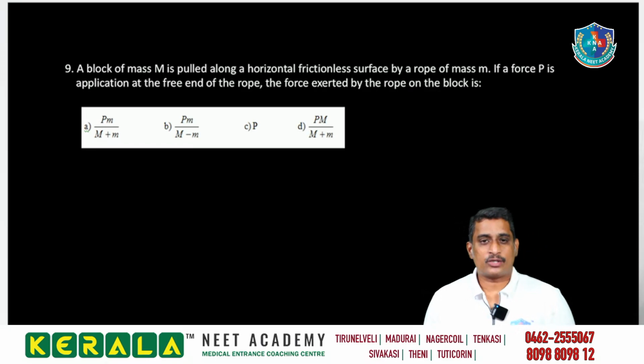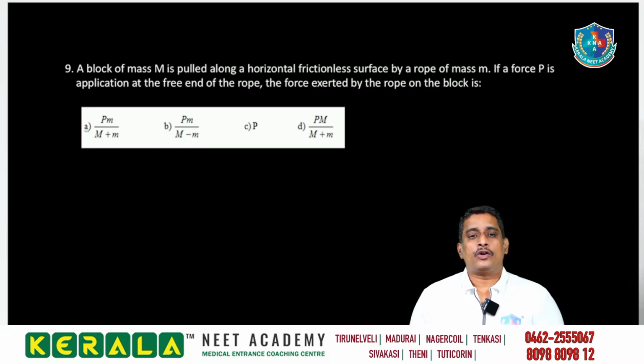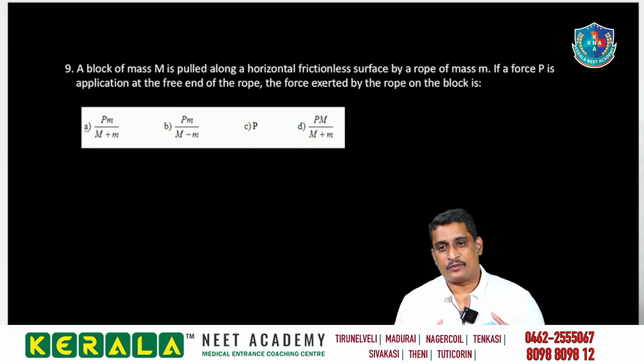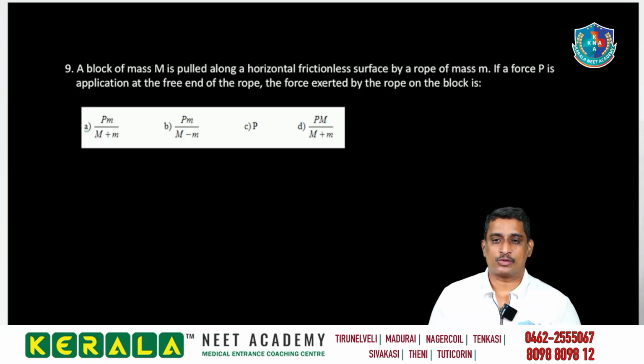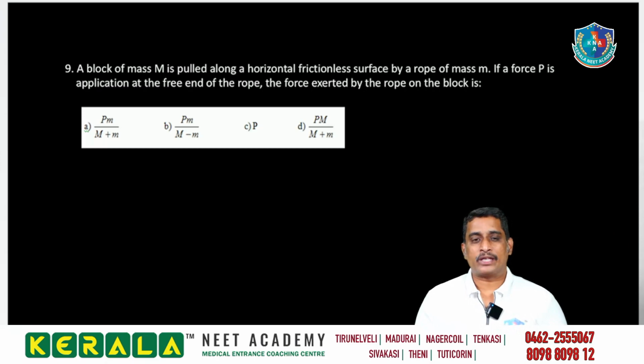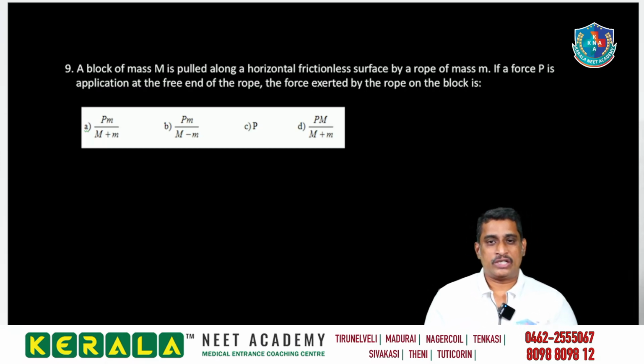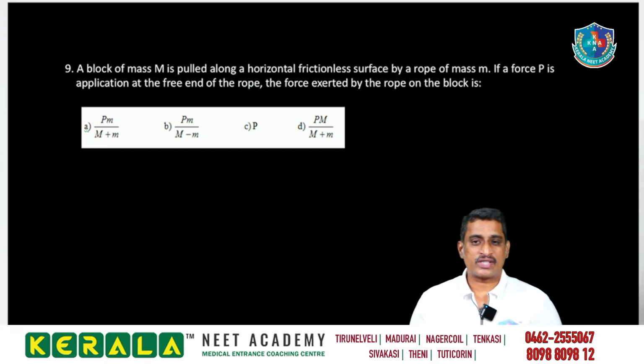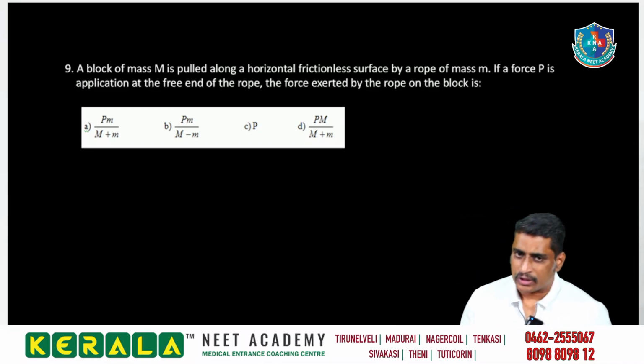Okay, come to the next question. A block of mass M is pulled along a horizontal frictionless surface by a rope of mass small m. If a force of magnitude P is applied at the free end of the rope, they are asking us to find the force exerted by the rope on the block. It is also one of the simple examples. Just look at this diagram.